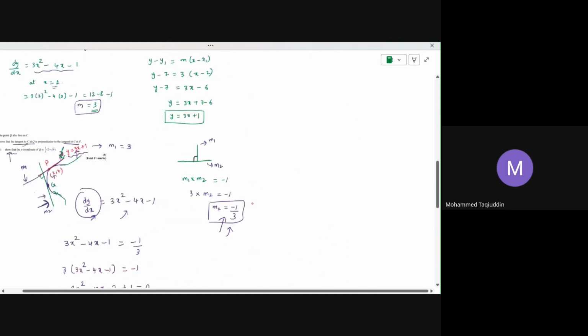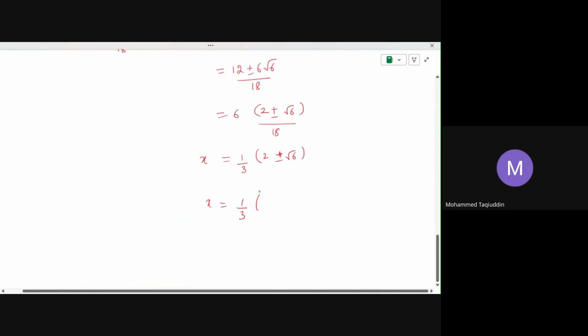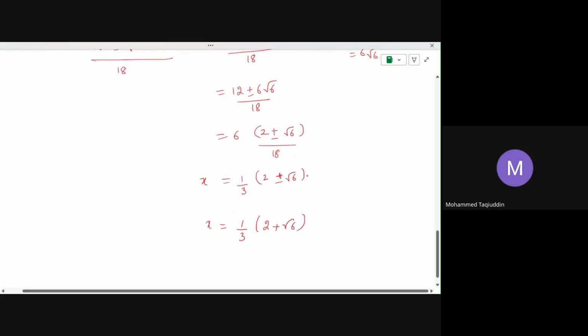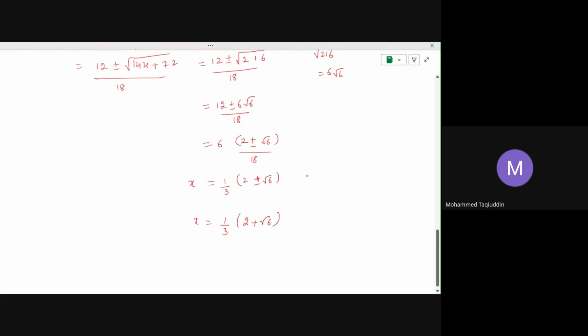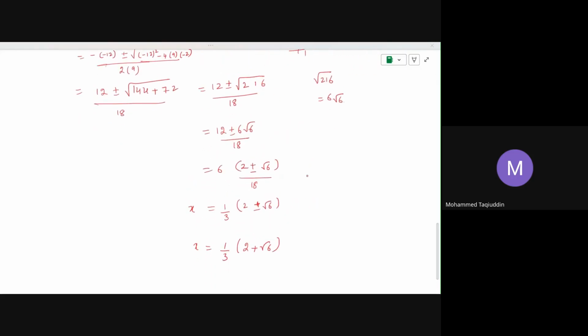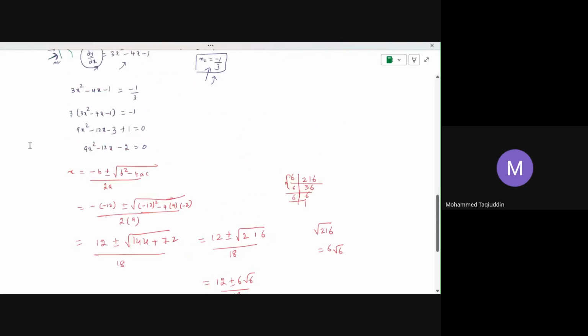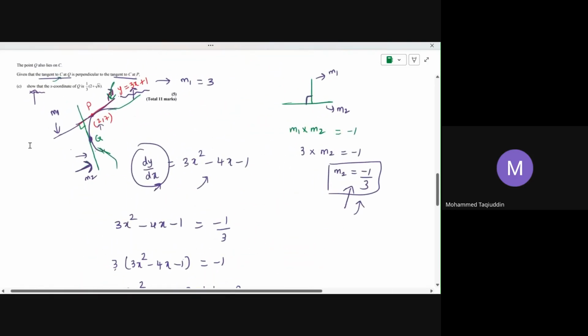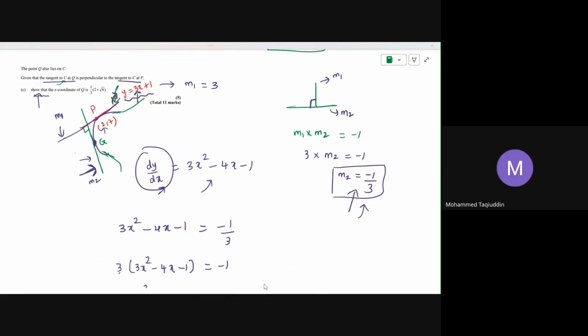I have to write it in proper form: 1/3 times (2 plus root 6). So this is my x coordinate. I have to neglect the minus, because 2 minus root 6 is going to produce a negative value. So this is how we found the value of this x coordinate. We are not interested in finding the y coordinate here, because we have not been asked to do that.